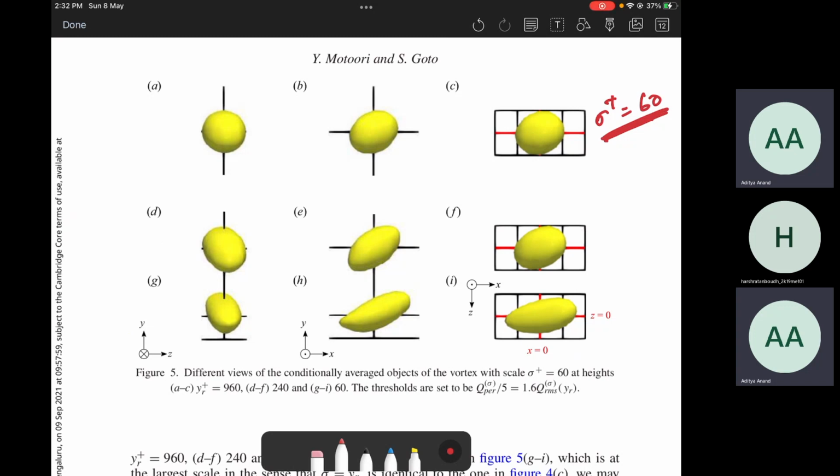As you go closer to the wall, this isotropy is lost, because close to the wall the presence of the wall is felt, and the isotropy is no longer there. So there is a directional preference now. You see, closer to the wall, the average vertical structure is being stretched.